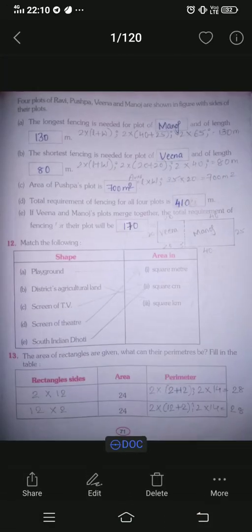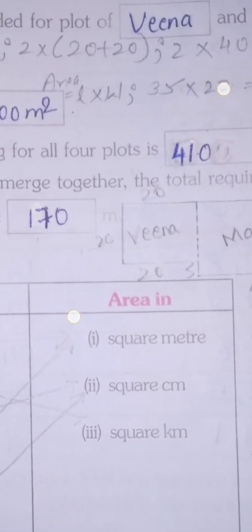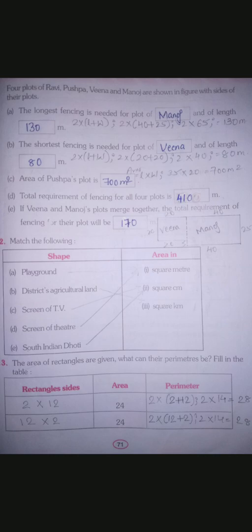So we have to write here 410 meters, because we found the measurement of all four plots individually, added them up, and got the answer 410 meters. And E1 is: if Veena and Manoj's plots were merged together, what will the total requirement of fencing for their plot be?